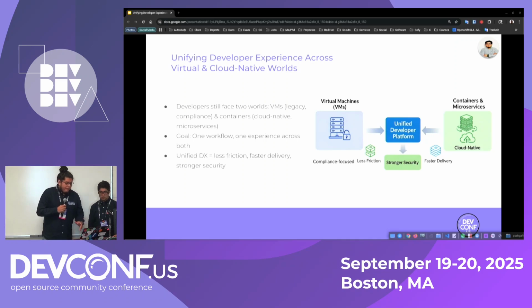When we unify developer experience, we eliminate friction, reduce context switching, and accelerate delivery. But unification isn't only about speed. It also embeds stronger security and governance directly into the workflows. In short, a unified developer experience is how we bridge past and future, liberating legacy systems while embracing cloud-native innovation.